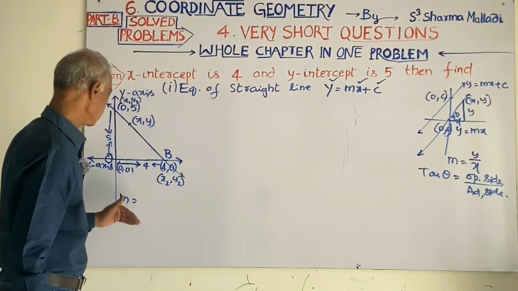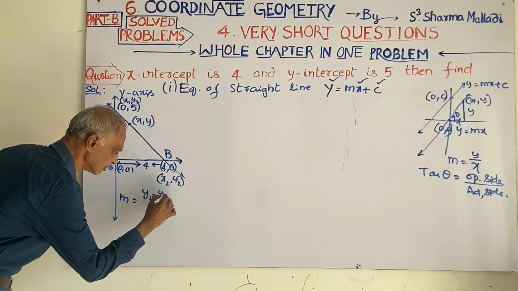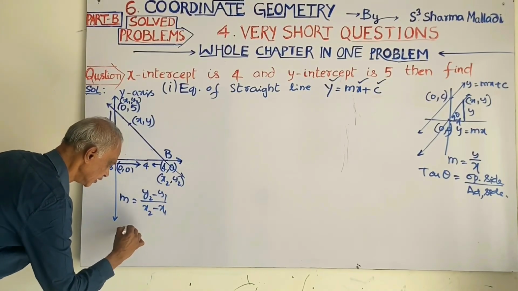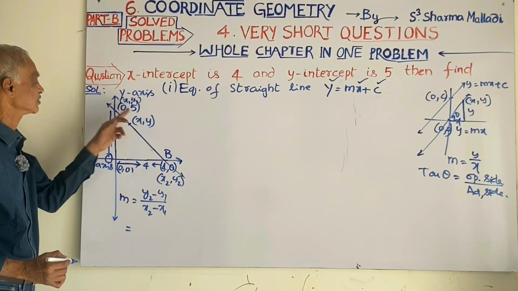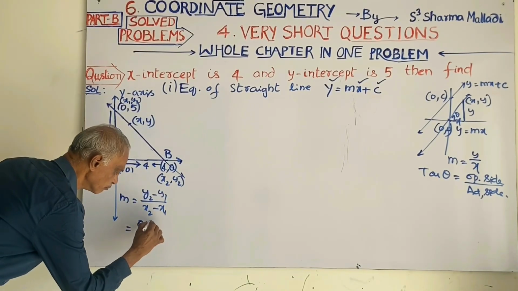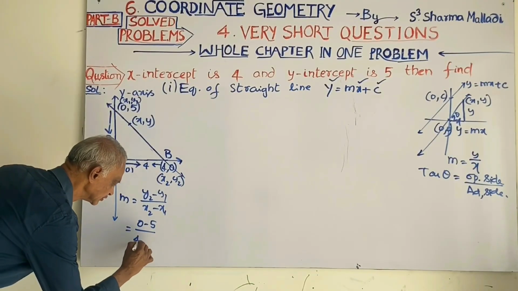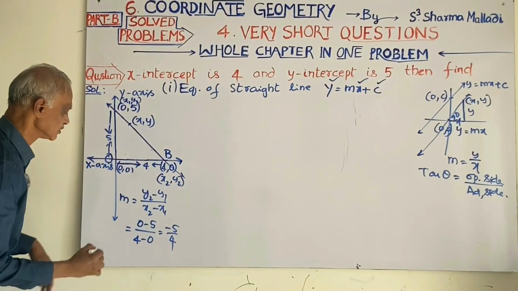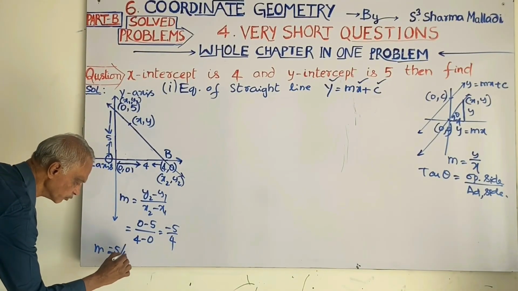Now, what is the slope of the line when two points are given? y2 minus y1 by x2 minus x1. Now, what is y2 minus y1? 0 minus 5, by x2 minus x1, 4 minus 0. Minus 5 by 4. What is the slope of the line? m is equal to minus 5 by 4.